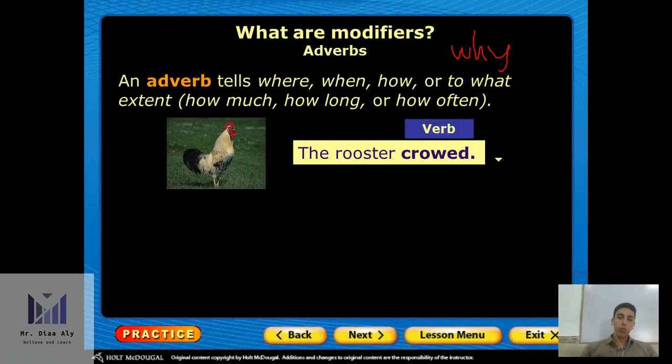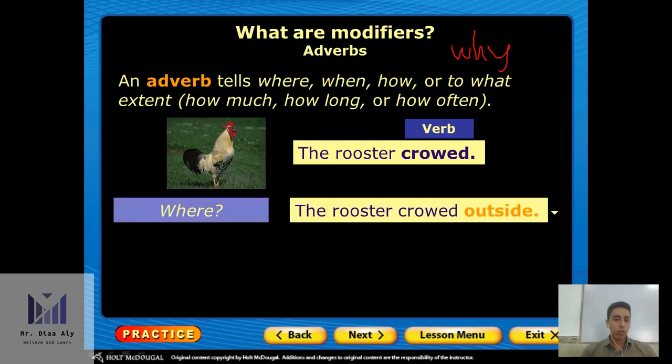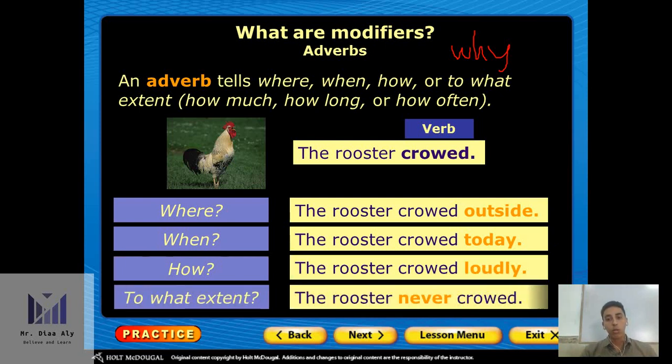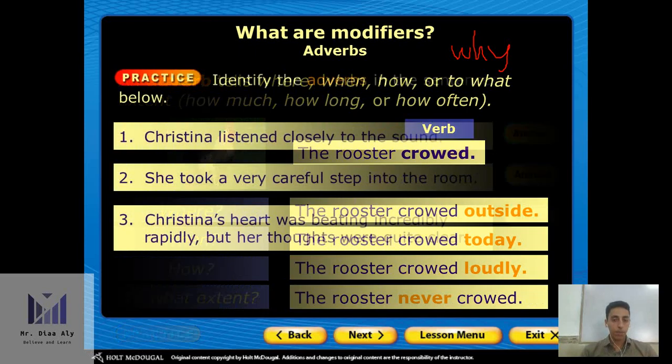So let's get back to those questions. The rooster crowed. This is a rooster, okay? Where? Outside. So outside is modifying the verb crowed. When? Today. So it's also modifying crowed, the verb, not the rooster. The rooster, today rooster? No. Which rooster? Today rooster? No. When did the rooster crow? He crowed today. How? Loudly. To what extent? Never. Okay, now it's time for practicing.